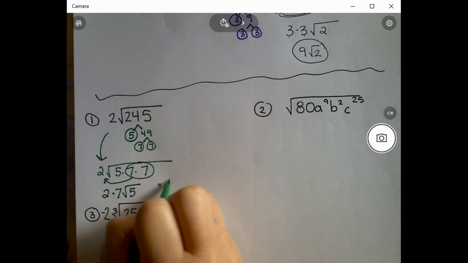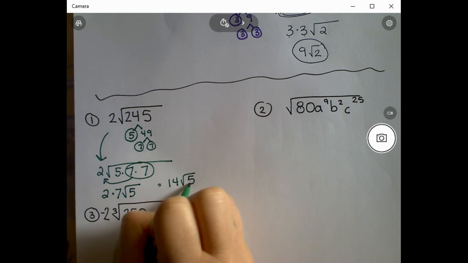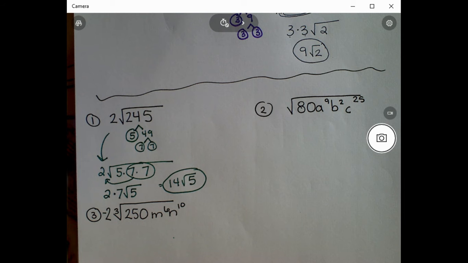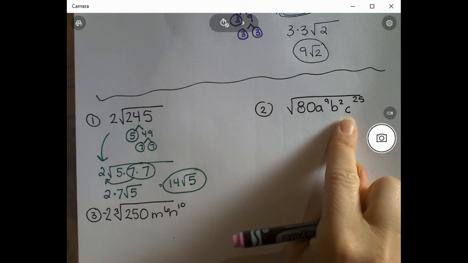2 times 7 is 14. Root 5 is the answer. All right. The next one has a little bit more. This one has some variables too.